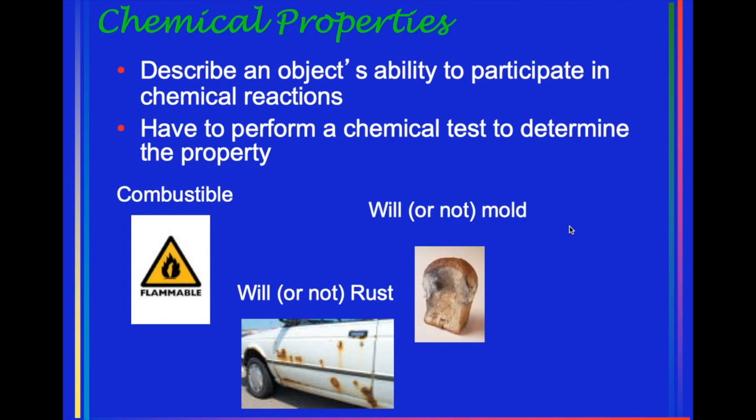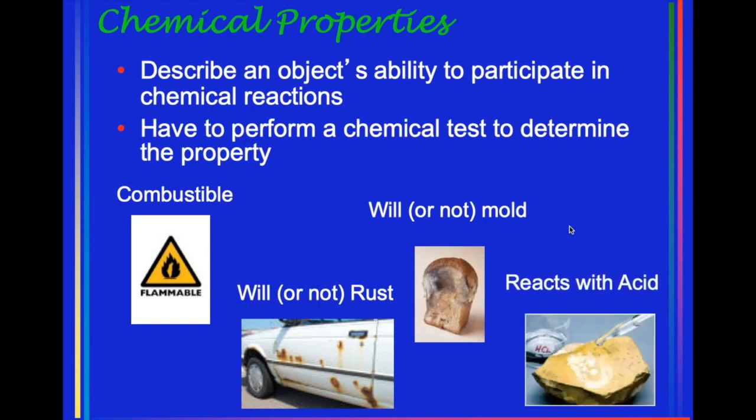Same with mold. Will it or will it not mold? That's an example of a chemical property. Or will it react with acid? If you want to know if it reacts with acid, what do you have to do? That's right. You have to put it in acid. So even if the answer is that it does not react with acid, that description is still a chemical property. So just to clarify, whether it does or does not do the thing you're testing, either way, you're testing that chemical property.